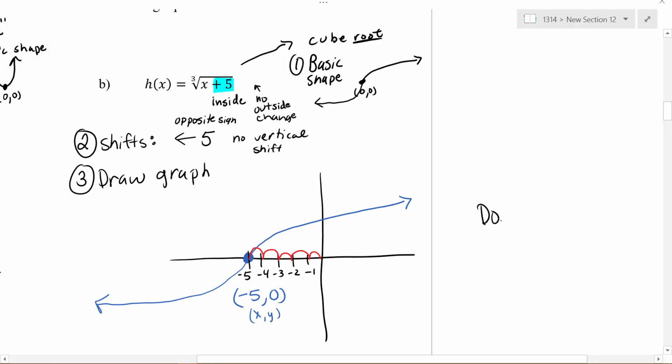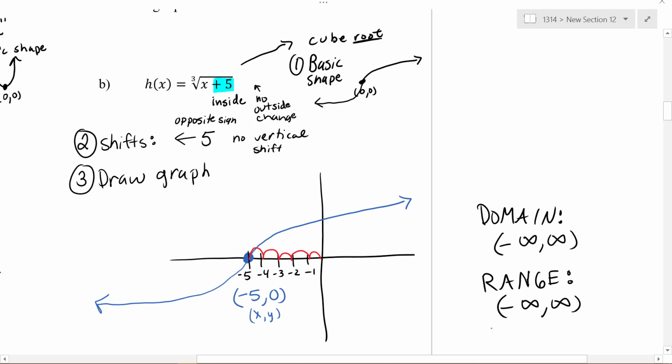Okay, so after we've drawn in our basic shape, I'm going to ask you what is the domain and range of the picture we just drew. If I go to the left, I see an arrow. If I go to the right, I see an arrow. So my x values go from -infinity to positive infinity, all real numbers. What about the range? Start at the bottom. I see an arrow. I go to the top. I see an arrow. So the range here is also -infinity to positive infinity.